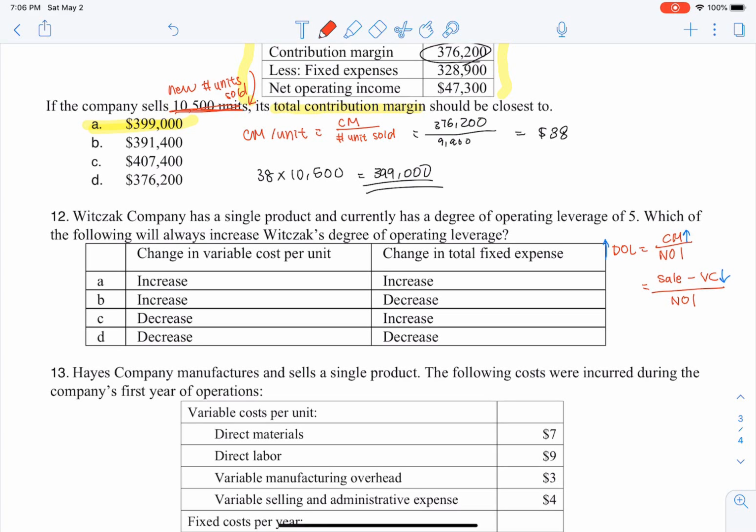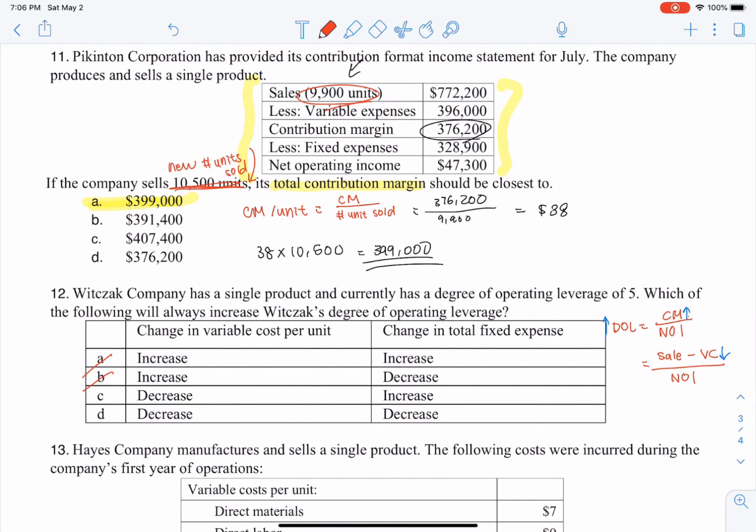So we know that when the variable costs decrease, our contribution margin increases, which also increases our degree of operating leverage. So for this one, we know A and B are not answer choices. Now we can look at the total fixed expense. Based on the chart, fixed expense is the one you have to subtract everything.